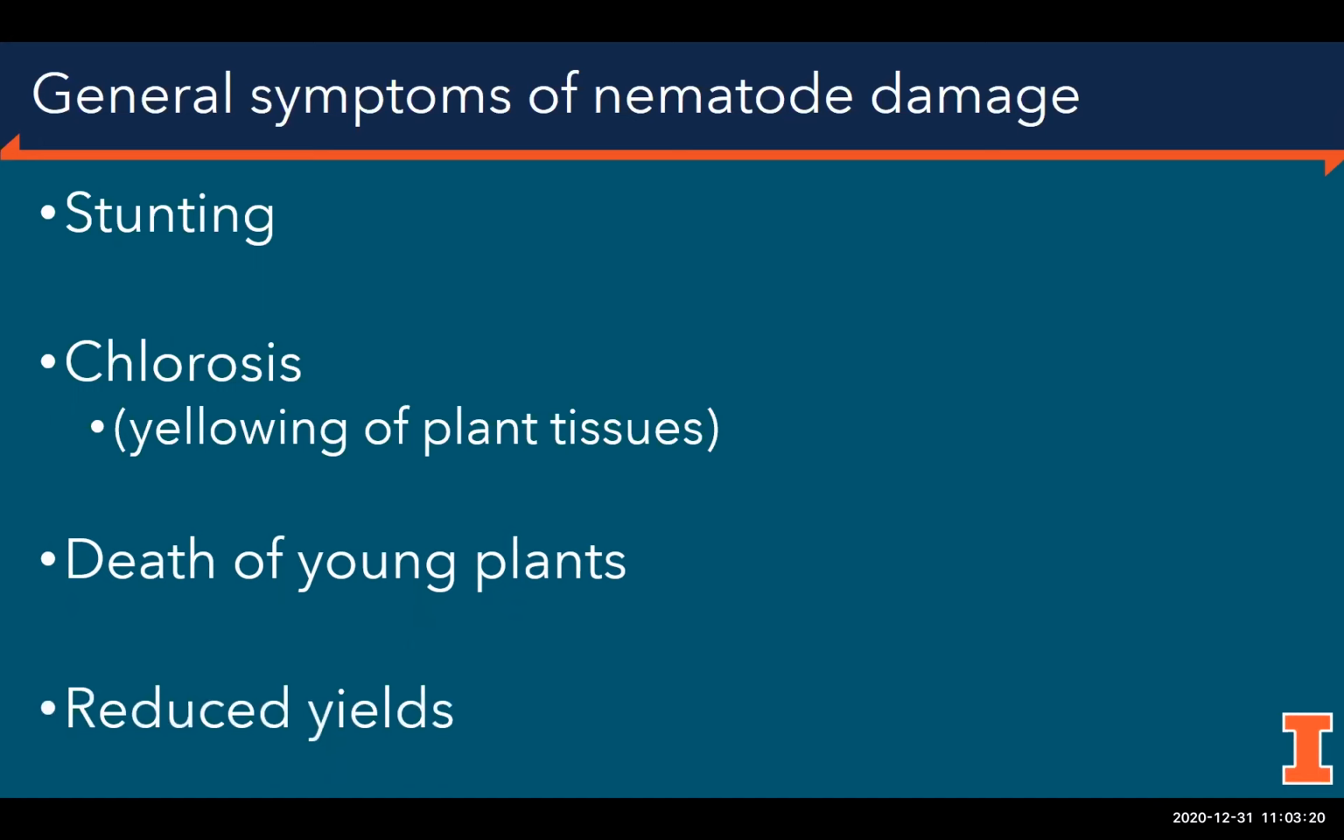And I think a lot of times those reduced yields, when you think you've done everything right in your fields and you don't see any of these other symptoms, you could still have nematode issues that could potentially be reducing your yield. So it might be that you had a more tolerant plant, or maybe the populations weren't quite at that super damaging level, but they were significant enough to reduce yields.